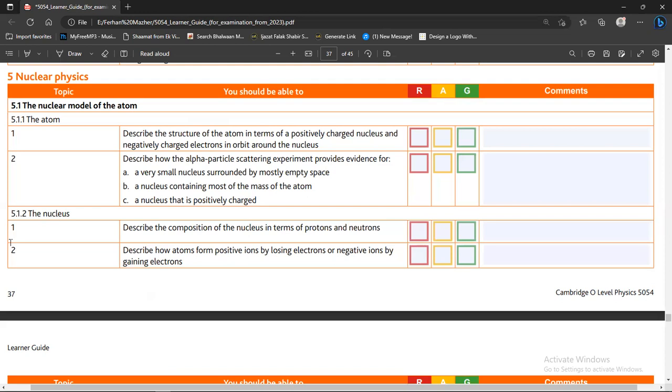As your revision progresses, you can concentrate on the red and amber items in order to turn them into green items. You might find it helpful to highlight each topic in red, orange, or green to help you prioritize.